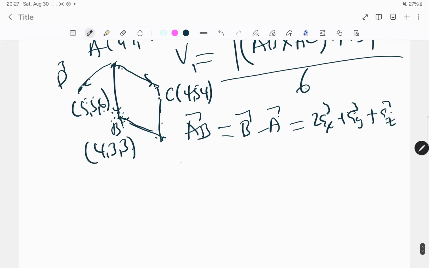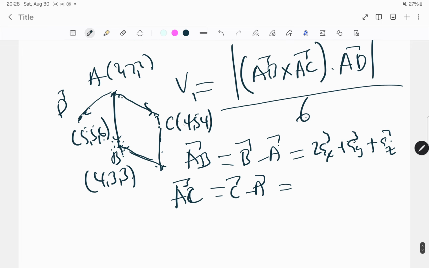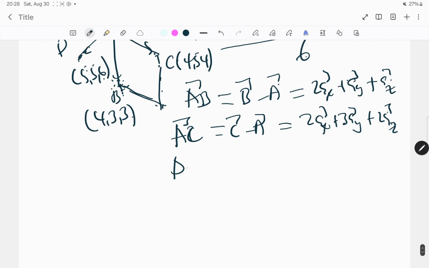Then I can get AC as well. That means vector C minus vector A. C is also here, meaning 4 minus 2, we have 2 along the x-axis. Then 5 minus 2, 3 along the y-axis. Then 4 minus 2, which is 2 along the z-axis. Then we can get AD.